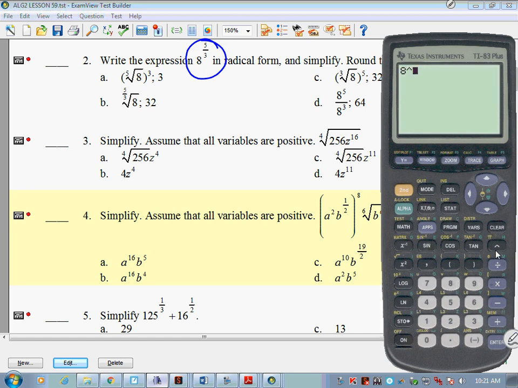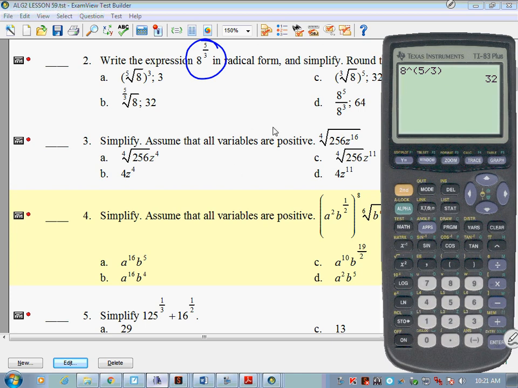8 to the 5/3. Yeah, you need to make sure that you use parentheses there. Otherwise, what you're going to end up doing is you're going to take 8 to the 5th and then divide that answer by 3. We don't want that. Our answer should be 32.